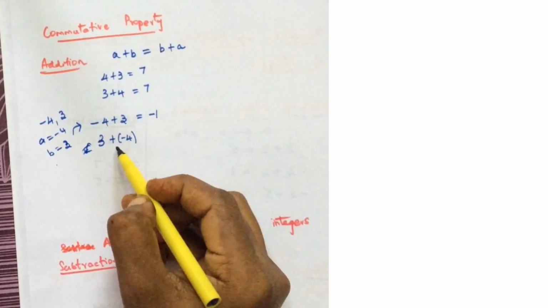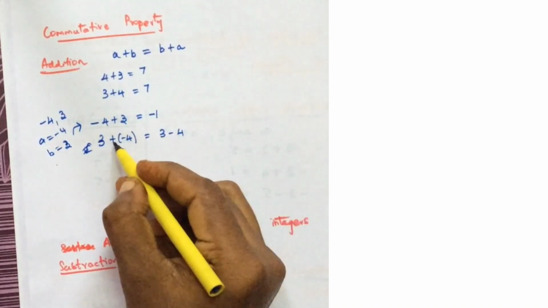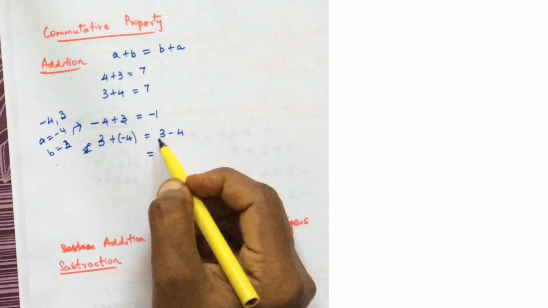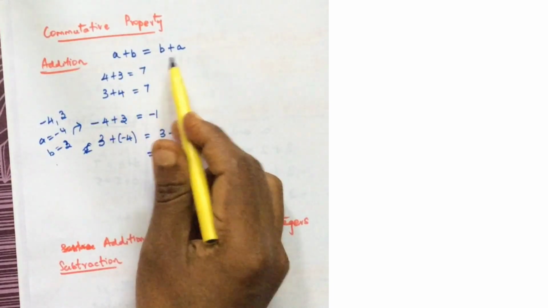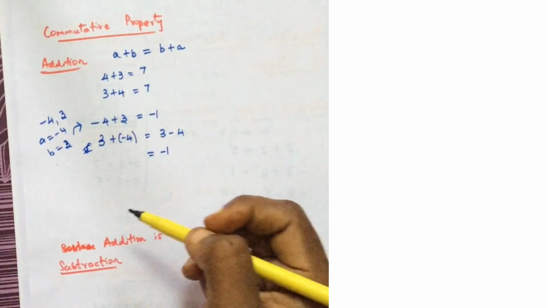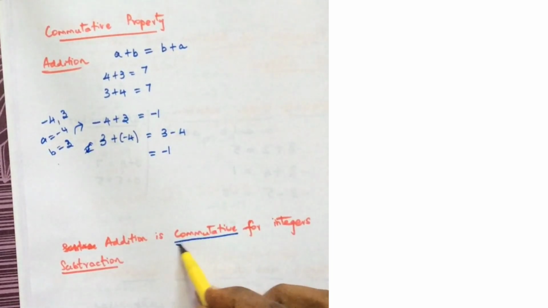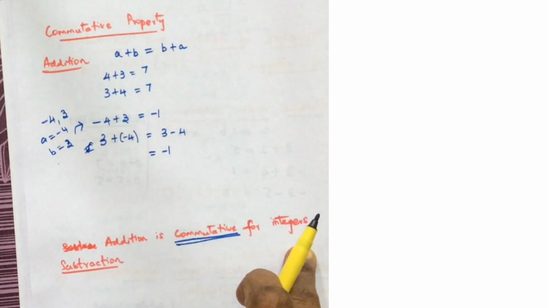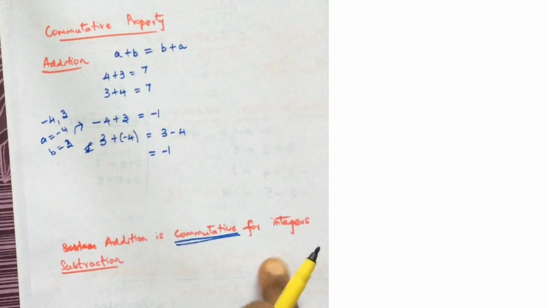So 3 plus (-4) is equal to 3 minus 4, that is equal to -1. So we can say for integers, a plus b equals b plus a. So we can say that addition is commutative for integers. You can check for whole numbers. Whole numbers are commutative too. You can check by yourself.